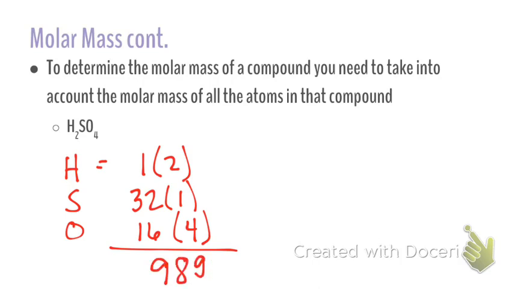What's my units? Grams per mole. That means if we measured out 1 mole, or we counted out 6.02 times 10 to the 23rd molecules of H2SO4, it would weigh 98 grams. Or vice versa, if we weigh out 98 grams of H2SO4, we would have a mole. You can use it that way too.